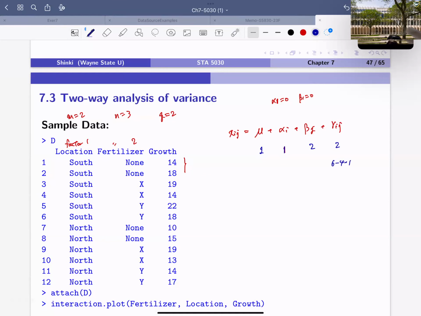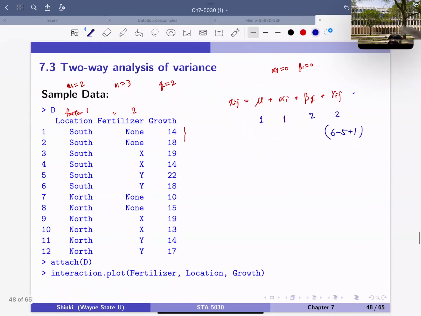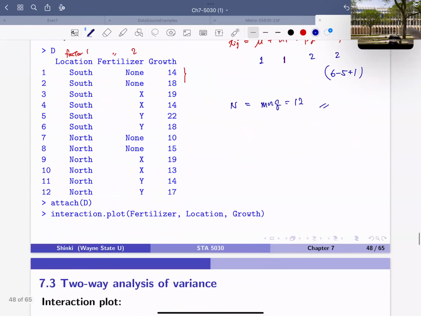So 6 minus 5 plus 1, so we have 2. So in total we have 6 parameters plus epsilon_ijk. We have 12 observations. Sorry, the total number of observations, maybe I would say capital N. This is M times N times Q, so 12. So 12 observations and 6 parameters. So it's a totally reasonable model.